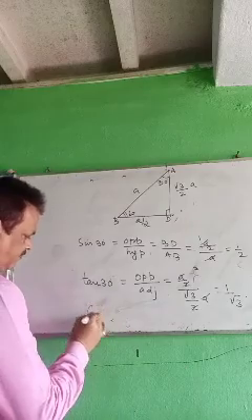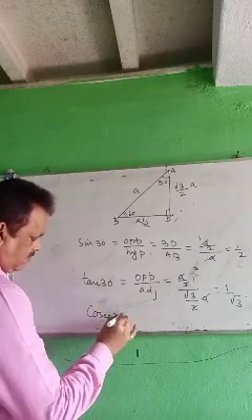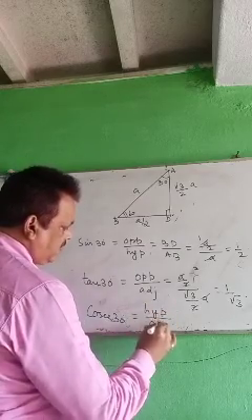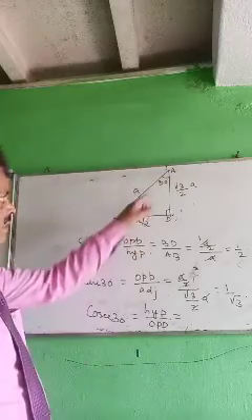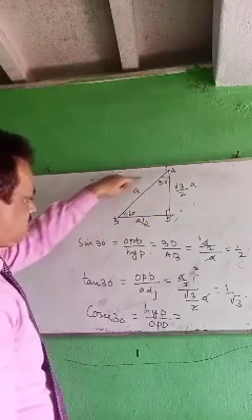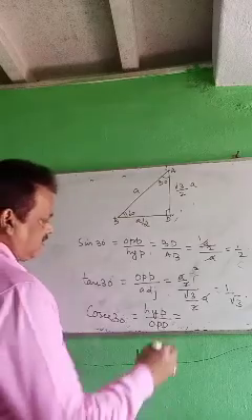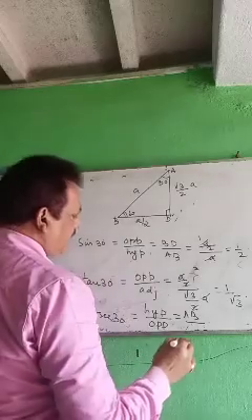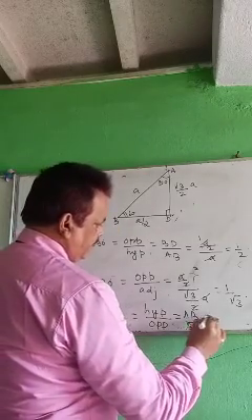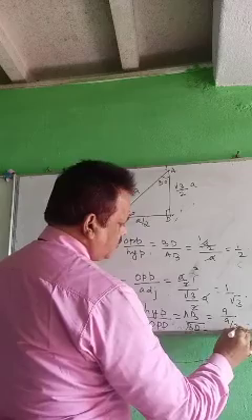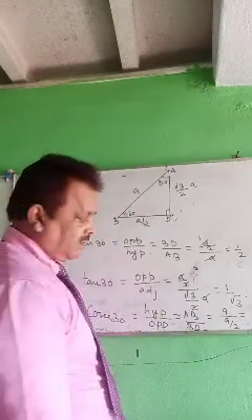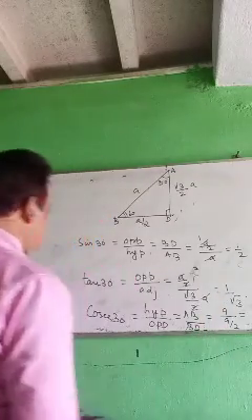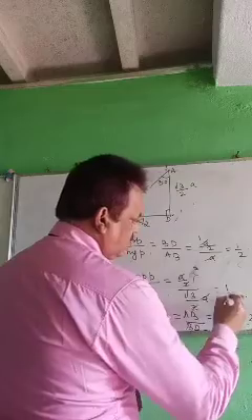Cosec 30, suppose. Cosec 30 is hypotenuse by opposite. Hypotenuse is which one? This one, that is AB, by opposite, which is BD, A by 2. So this 2 will go up. How much will we get? That is 2, because this will go up.